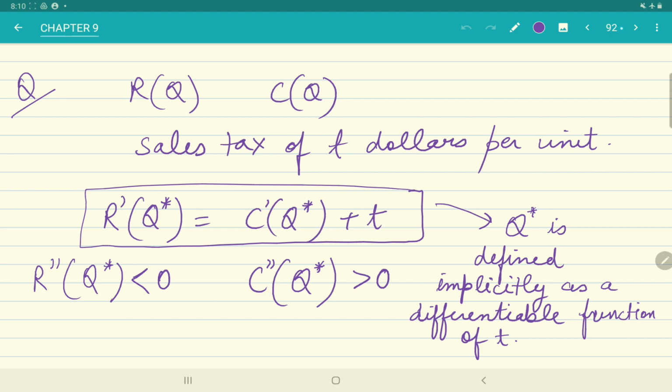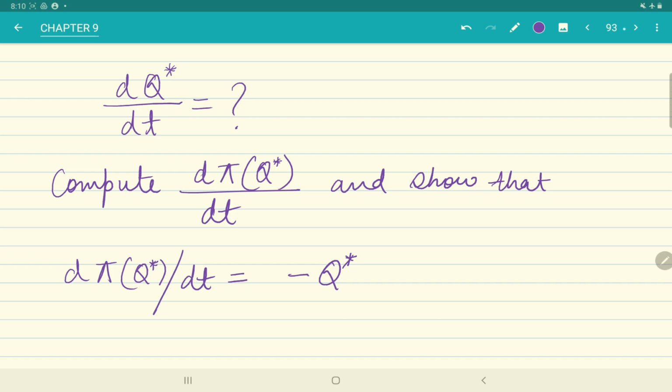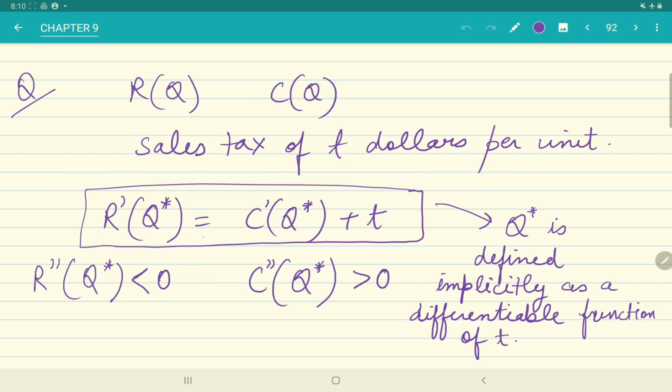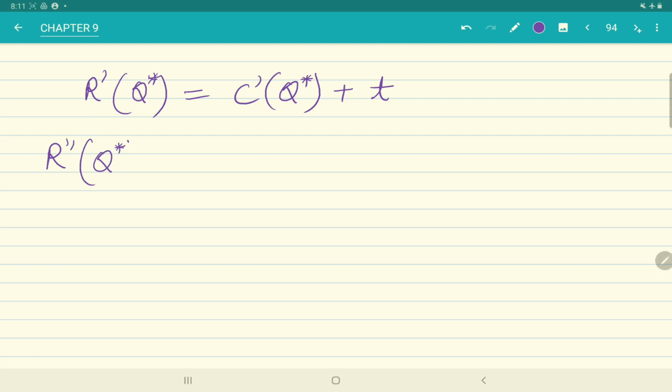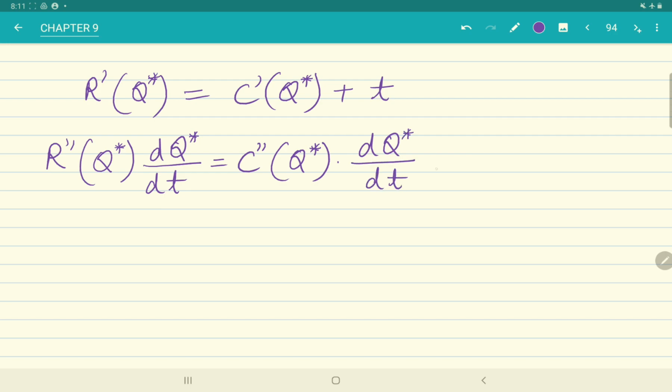First we have to compute dQ star by dT. For that we take up this expression, R prime Q star is equal to C prime Q star plus T, because here I know that Q star is defined implicitly as a differentiable function of T. I differentiate with respect to T on both sides, keeping in mind that Q star is defined implicitly as a differentiable function of T. So I get R double prime Q star into dQ star by dT is equal to C double prime Q star into dQ star by dT plus 1.